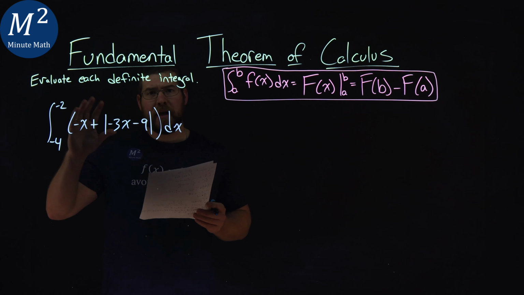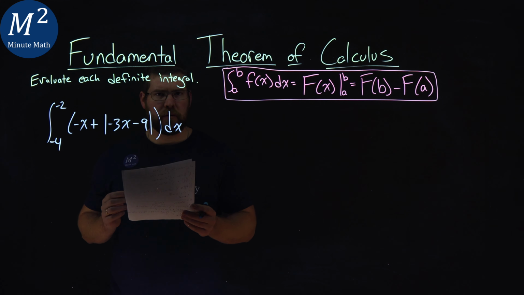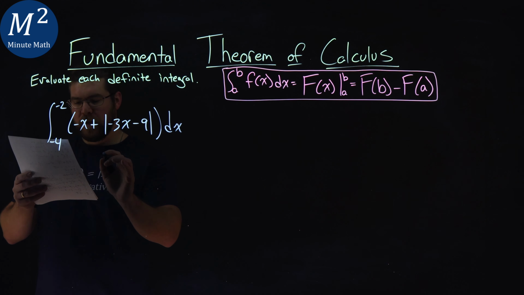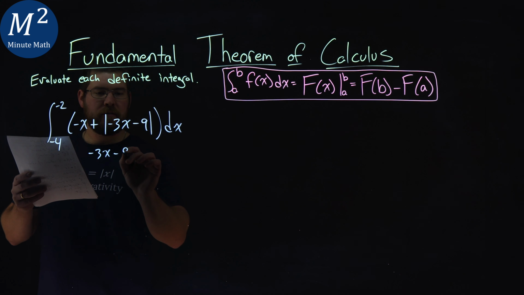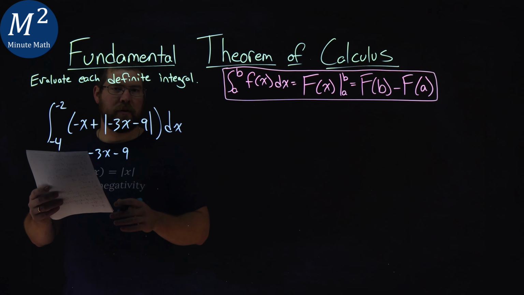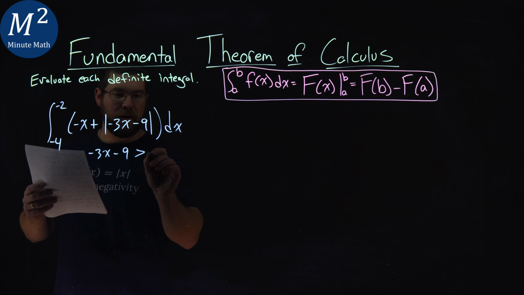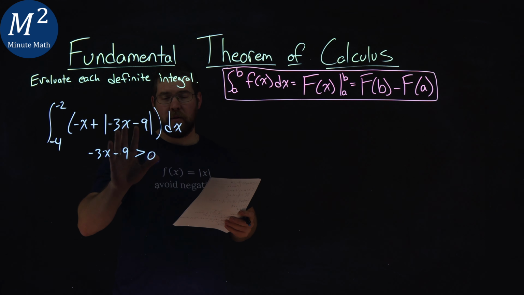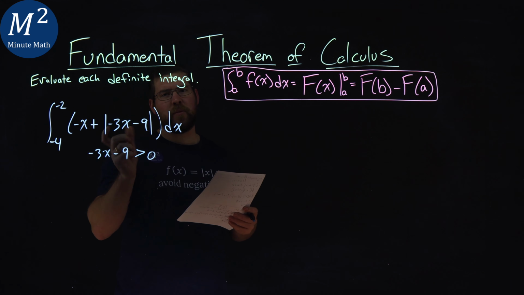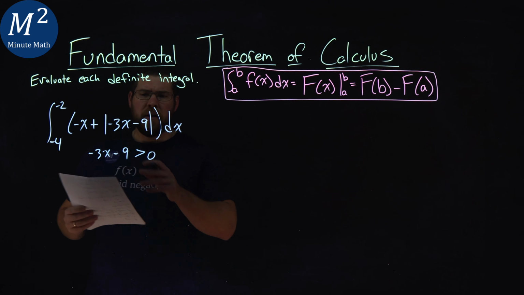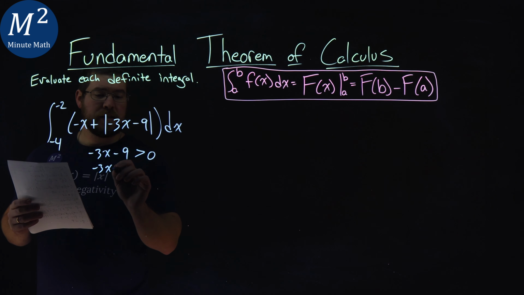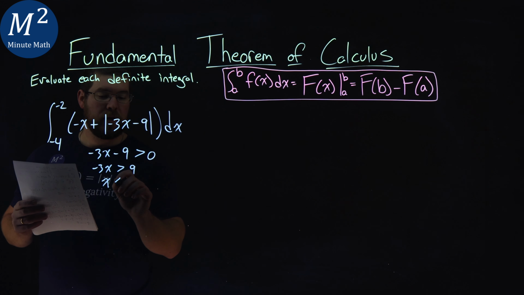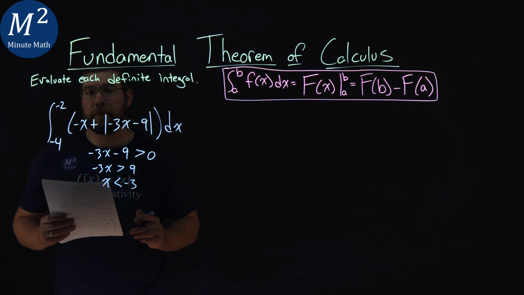We're actually going to be breaking up this definite integral. The trick here: we want to find where the expression inside the absolute value is greater than 0. So -3x minus 9 greater than 0. What x values cause this to be greater than 0? At that value is where we're going to have a turning point. Subtract 9 from both sides, we have -3x greater than 9. Divide both sides by -3, flip the sign, x is less than -3.